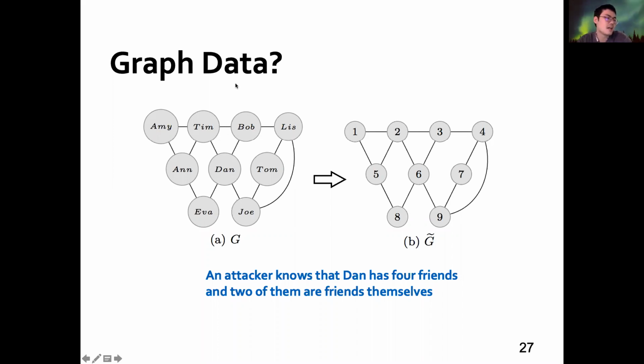If that's the case, and you somehow know this, then you can uniquely identify 6 is Dan. Why? Because no other vertex satisfies this. For example, 7 only has 2 neighbors. Only Dan has 4 neighbors, and the 2 of them are friends. So even though you replace the name with 6, based on some background information you know, you can still recognize, hey, this is Dan. Only 6 has this structure. So Dan is re-identified.